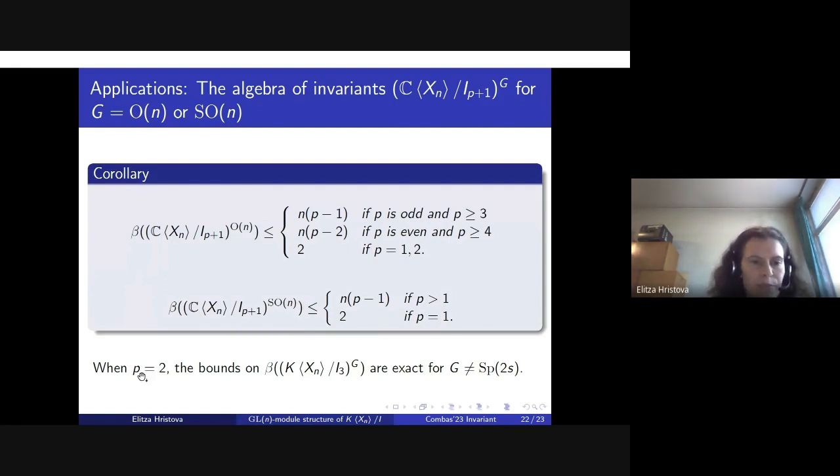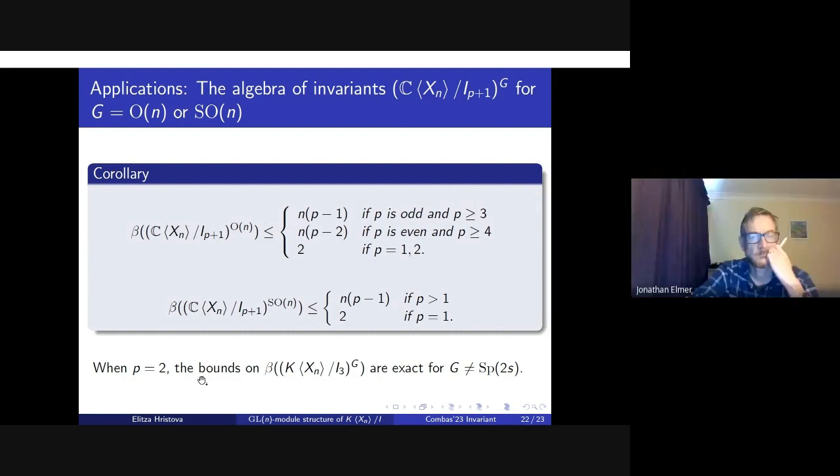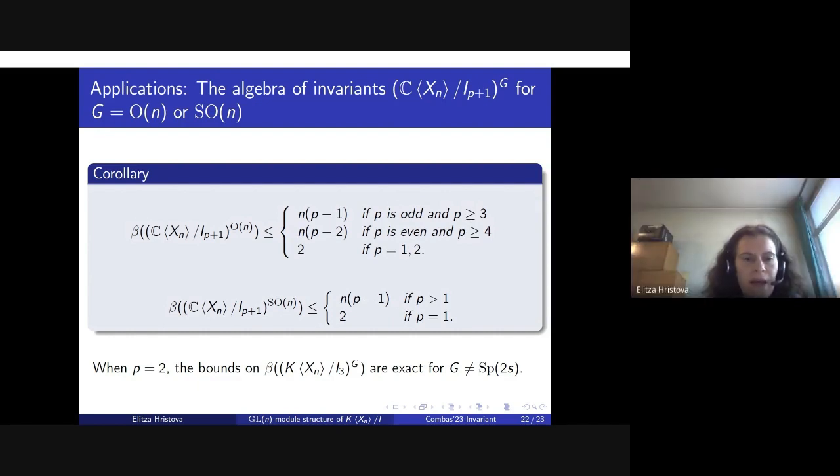In the case when p is equal to 2, we can answer this question because in a previous joint work with Drensky, we have found explicit generating sets for this algebra of invariants. And comparing with these explicit generating sets, we see that the bounds are all exact, except in the case when G is the symplectic group. And now the question is what happens when p is greater than 2?